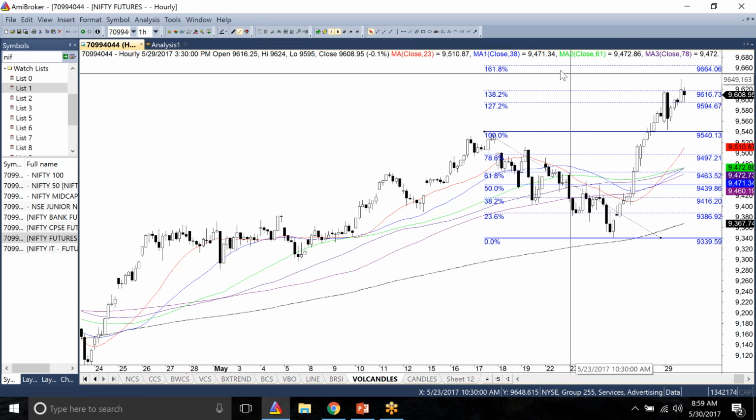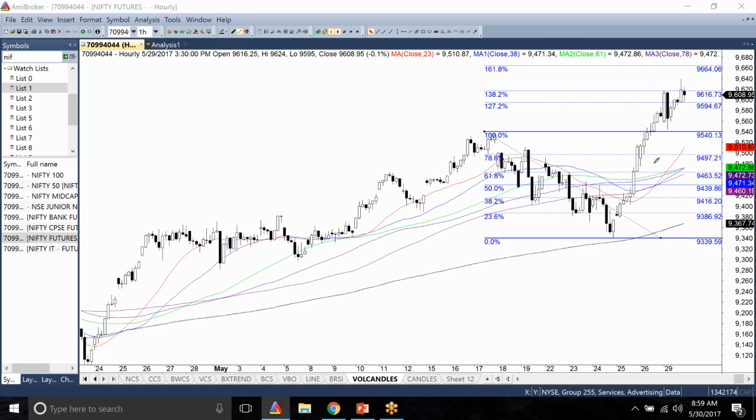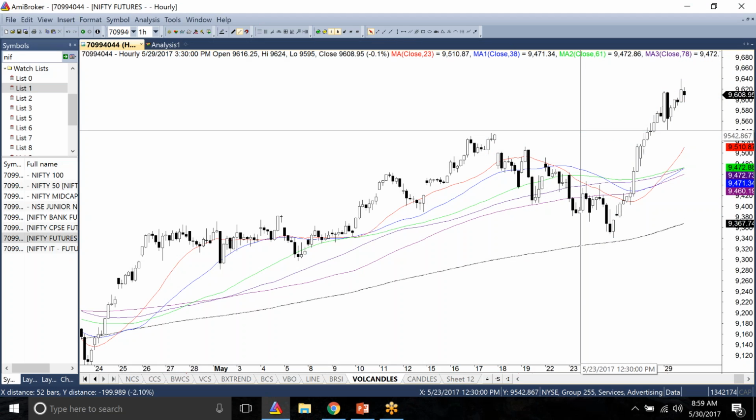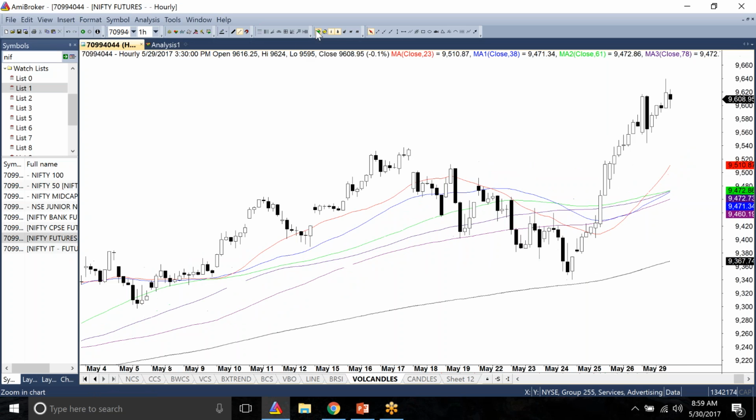So there we go. We see that we are near the 127.2 or 138.2 levels. Now we haven't closed above it. Once we get a close above these levels, we can aim for 9664 levels. Until and unless we get a close above it, we're not aiming for any higher levels here. Now we have to predetermine our support levels, basically the retracement level that we may get.